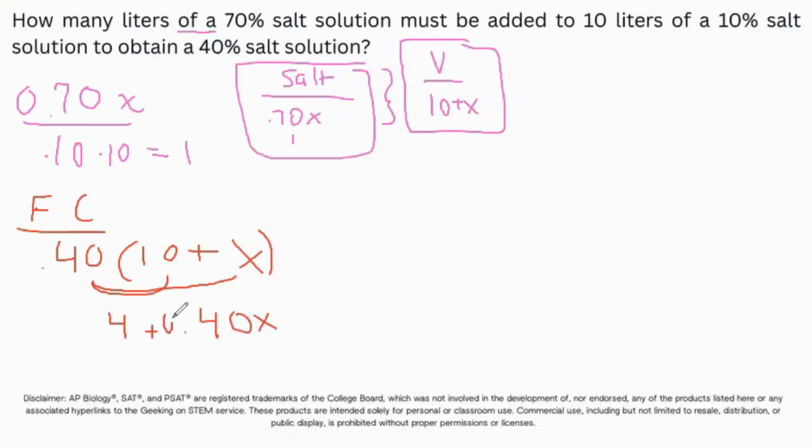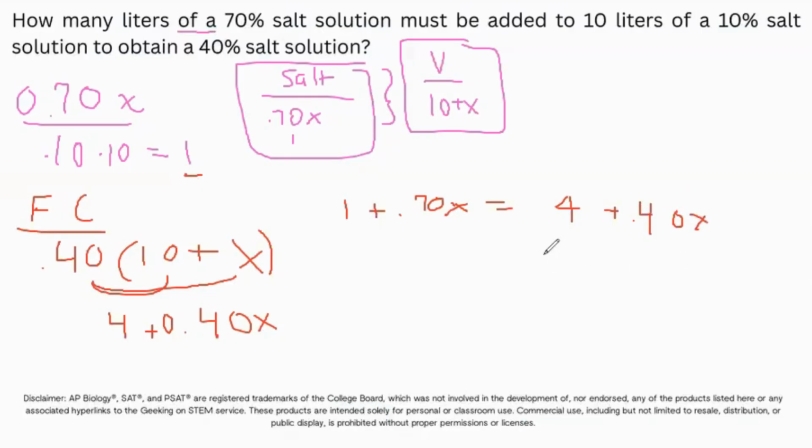I'm going to put a little 0 there to make it nicer for us. Now we have to take the before and equate it to the after. So basically what we're saying is our concentrations before are 1 and 0.70x. So 1 plus 0.70x is going to be equivalent to our final concentration because we're just mixing to attain a different concentration. So 4 plus 0.40x.